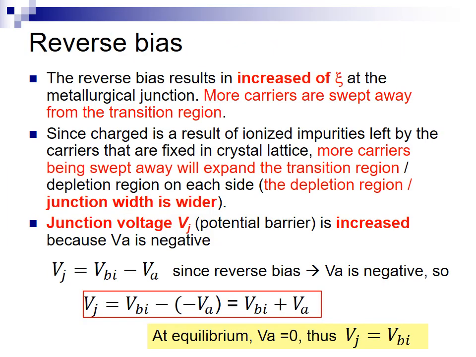When the electric field increased, more carriers are swept away from the transition region. And when more electrons and holes were swept away, the junction width becomes wider. As for the junction voltage, Vj, general equation is given as Vj equals Vbi minus Va. Thus, for reverse bias, Va is a negative value. The equation becomes Vbi minus negative Va. Thus, it becomes Vbi plus Va, which shows that it is increased. Take note that at equilibrium, there is no applied bias. Thus, Va equals 0, meaning that Vj is equal to Vbi.